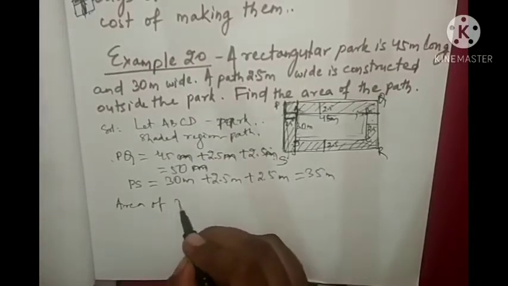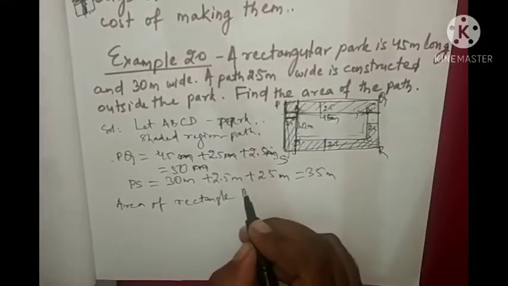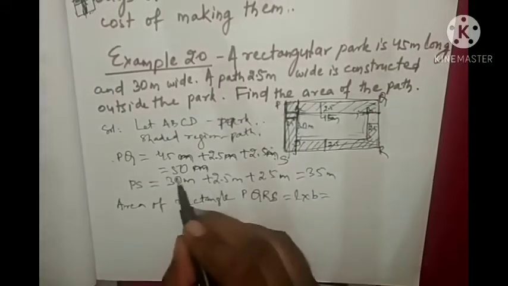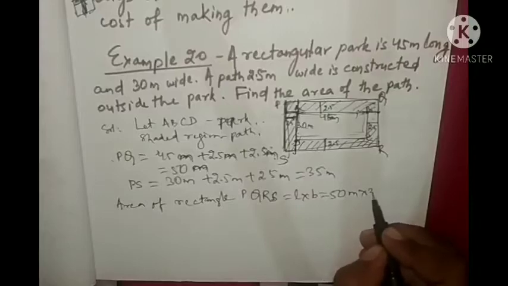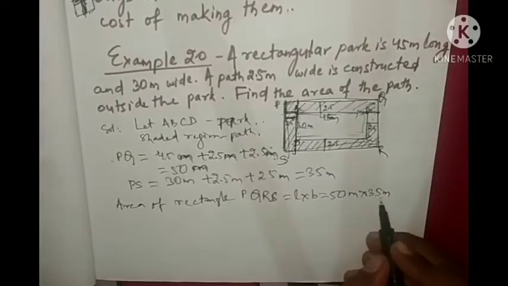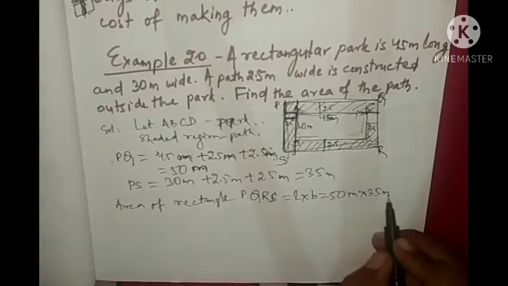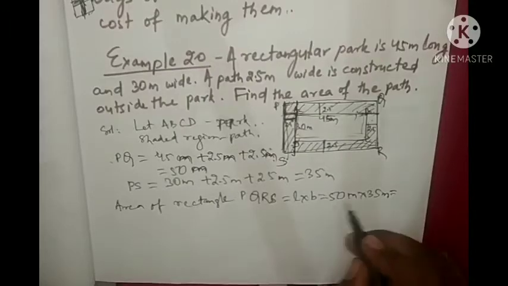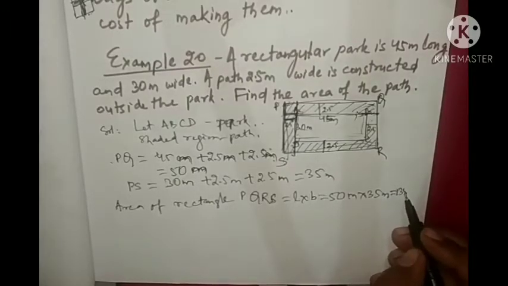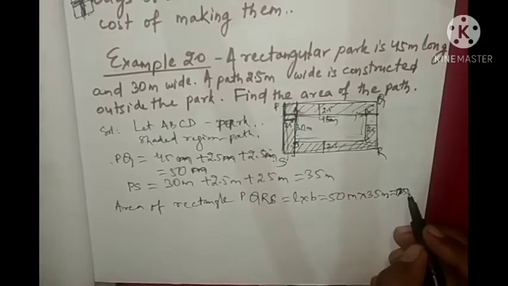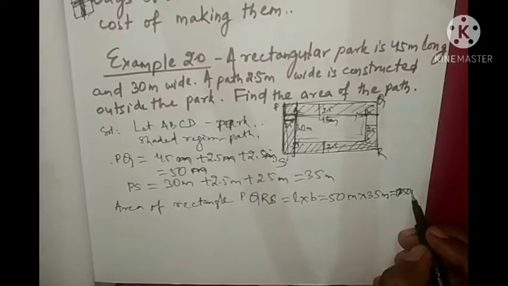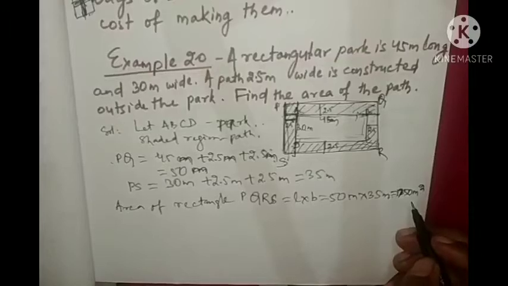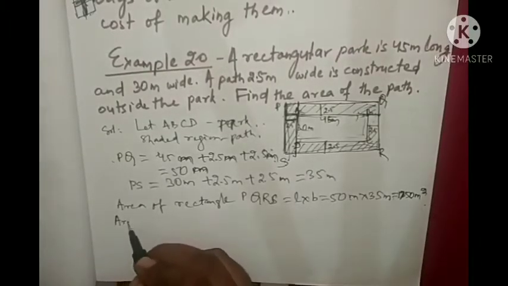Area of rectangle PQRS is equal to length into breadth. Length is 50 meter into 35 meter. Don't forget to write the unit. Otherwise, if you write 50 into 35 equal to 1750 like this, you are not going to get marks. You will get 0. You have to write the unit: 1750 square meter.